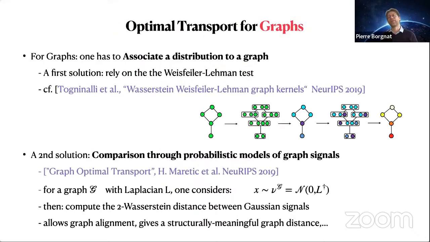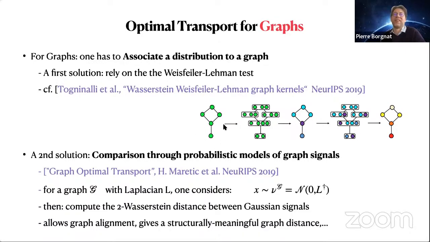distributions. So for graphs, the question was how to associate a distribution to a graph. And many people already proposed ways to associate a distribution to a graph, so as to leverage the tools of optimal transport for a graph. So the first solution was to rely on the well-known Weisfeiler-Lehman test for graph isomorphism, which has also been put forward in the development of graph neural networks, especially. Togninalli proposed to build a graph kernel by combining Wasserstein distance and Weisfeiler-Lehman approaches.